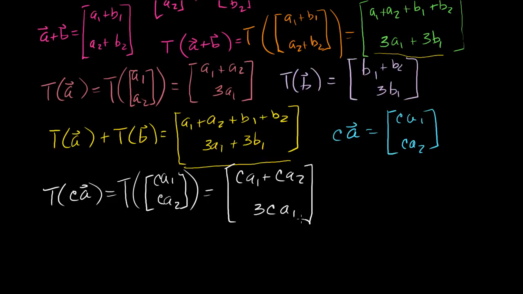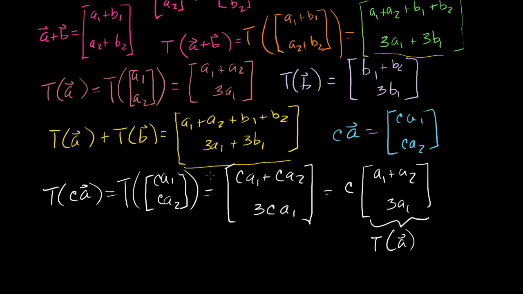Now, what does this equal to? This is the same thing. You can view it as factoring out the c. This is the same thing as c times the vector a1 plus a2. And then the second component is 3a1. But this thing right here, we already saw. This is the same thing as the transformation of a.